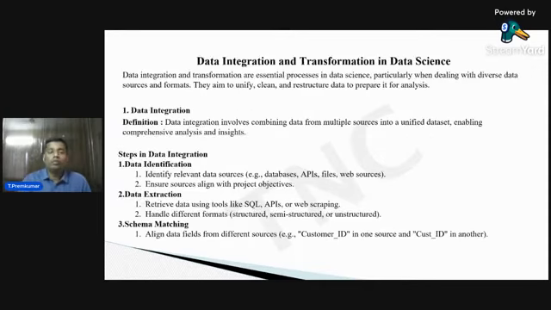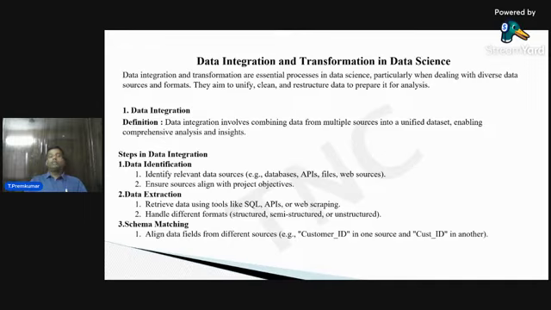And the next topic is data integration and transformations in data science: how the data is going to be integrated and transformed. We have already discussed data collection and pre-processing. With that continuation, we're going to do the integration process, and whatever data has been integrated is going to go for transformation. It particularly deals with diverse data sources and formats.